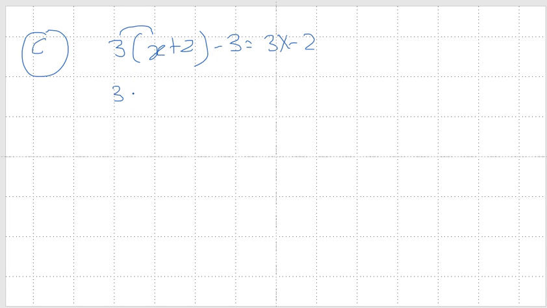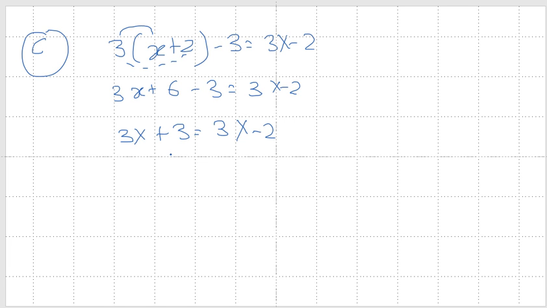Which one do you want to do? Let's try C. And by the way, you can do all of them. You just have to be careful. 3 times (x plus 2) minus 3 equals 3x minus 2. Well, let's expand this. 3 times (x plus 2) becomes 3x plus 6, correct? Minus 3 equals 3x minus 2. This becomes 3x plus 3 equals 3x minus 2.